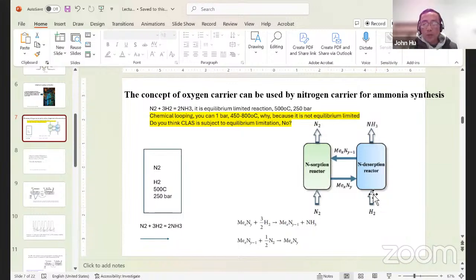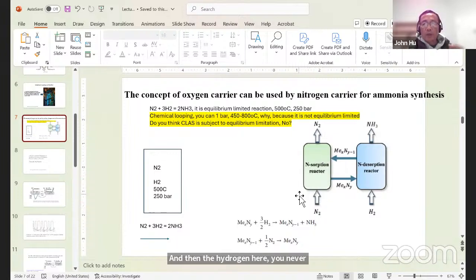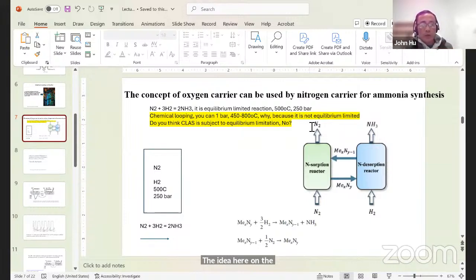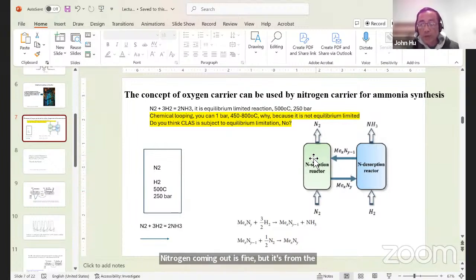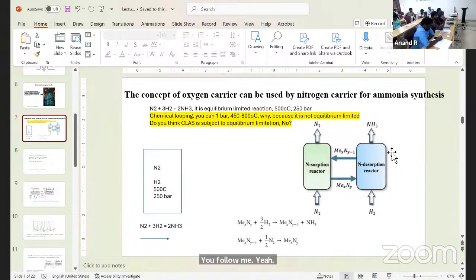The idea here on the left hand side is to form the metal nitride. Nitrogen coming out is fine, but it's from a different reactor. Then you move the solid metal nitride into another reactor, then flow hydrogen, and the ammonia comes out. You follow me? Yes, sir. With the ammonia, hydrogen also will come, unreacted hydrogen. In the second chamber, unreacted hydrogen also comes along.